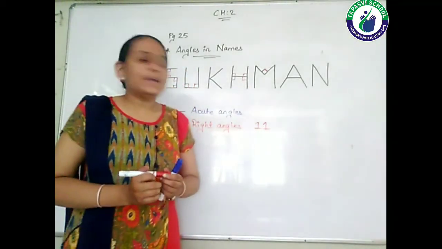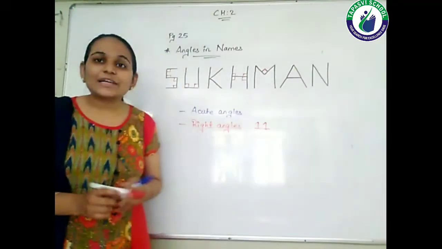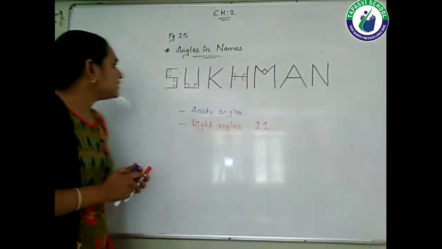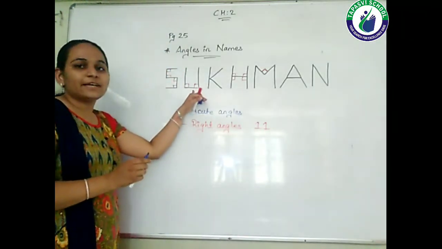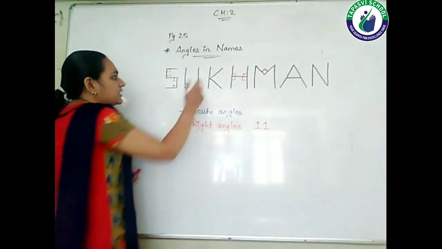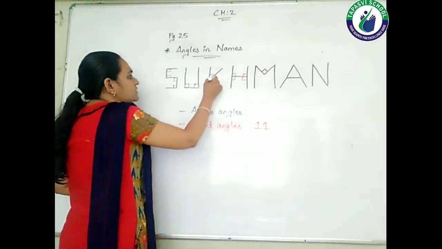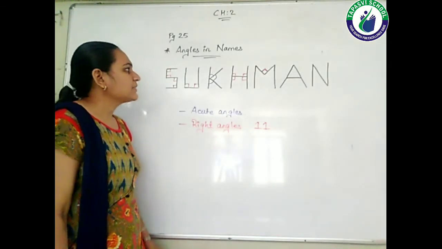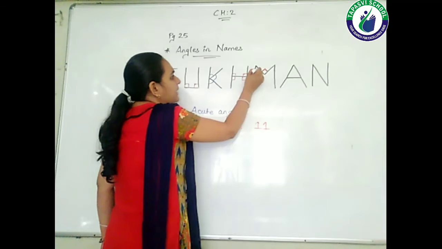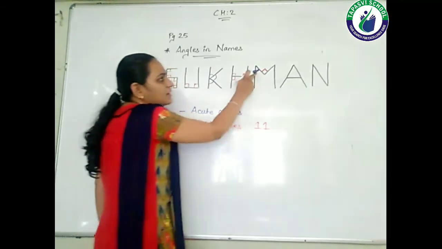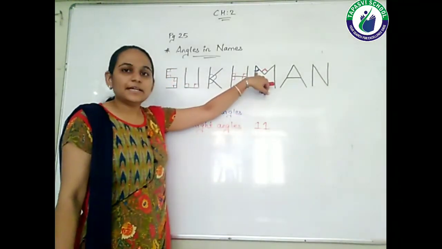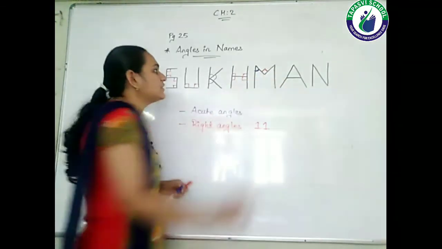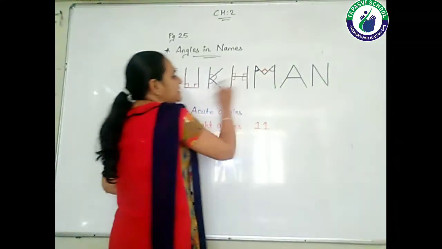Right? Now we will count the number of acute angles, students. So let's begin now. S and U don't have any acute angles, so moving on to K. 1, this one is 2, 3. So 3 acute angles are there in letter K. Then see here M. Here we'll get the acute angle. We can form the acute angle. Similarly on this side also we can get the acute angle. So 3 plus 2, 5.